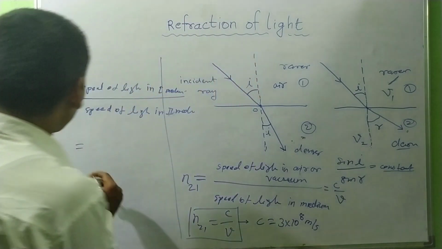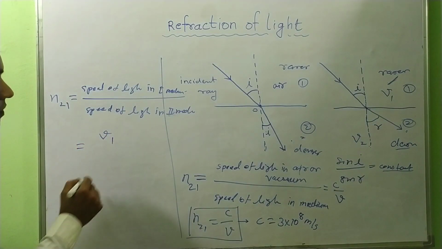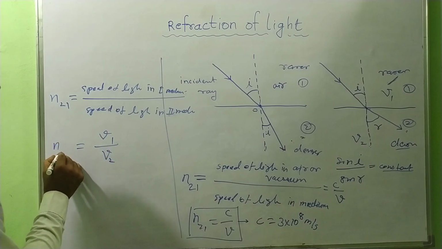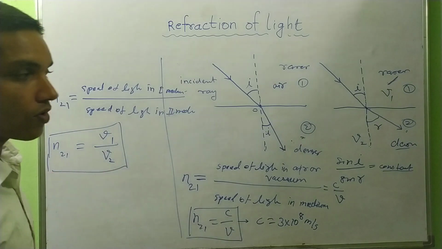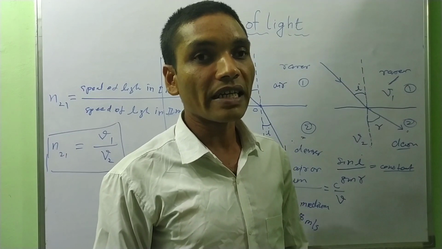So the relative refractive index is the speed of light in the first medium, v1, over the speed of light in the second medium, v2. It is equal to n21, the relative refractive index. Okay, these are the types of refractive index.